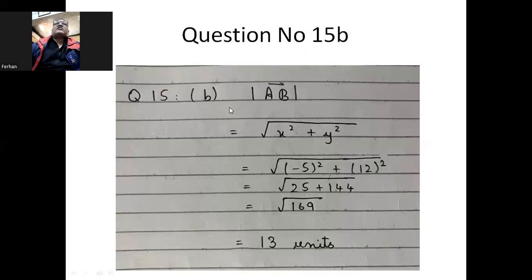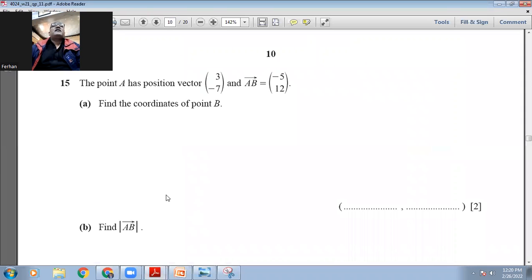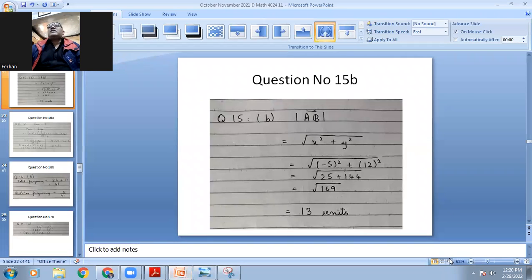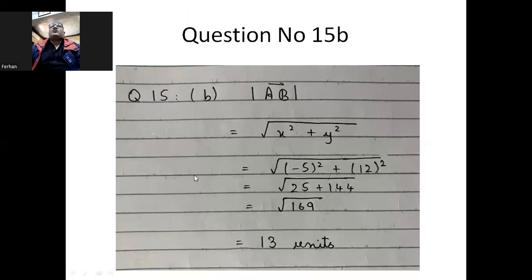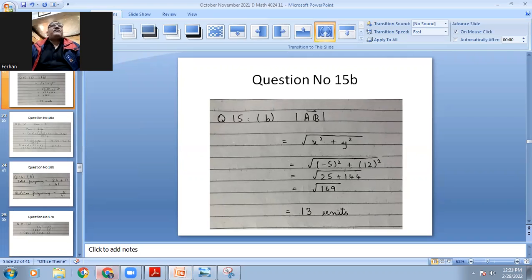The next part coming up on your screen is the B part. It says find the magnitude of AB. The magnitude formula for AB is the square root of x squared plus y squared. So x is -5 squared plus 12 squared. -5 squared is 25, plus 144, and that will be 169. When you take the square root of 169, that will be 13. So this is how you do question number 15 and its B part.